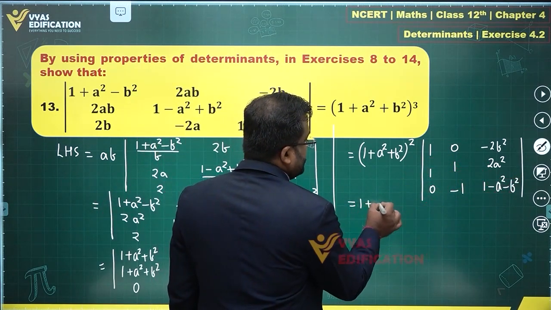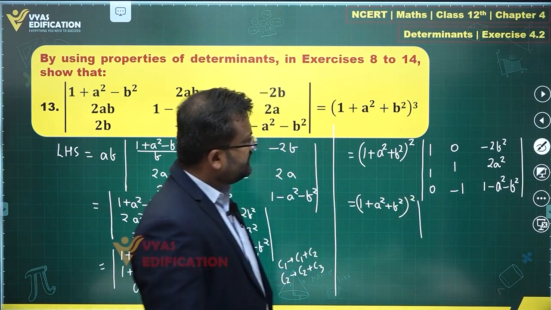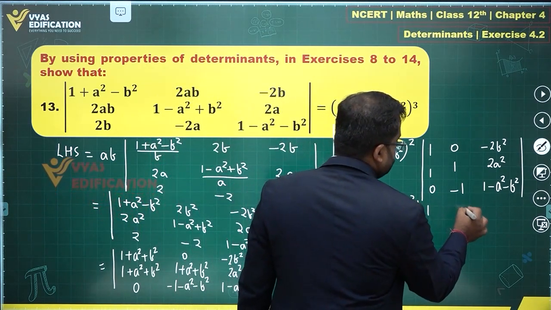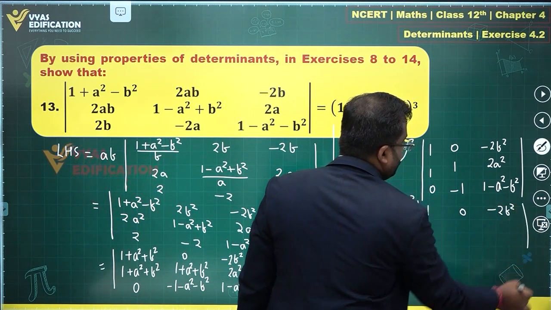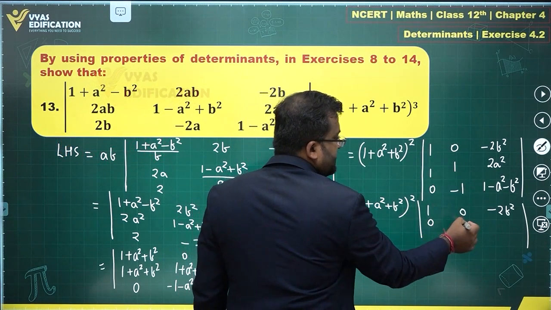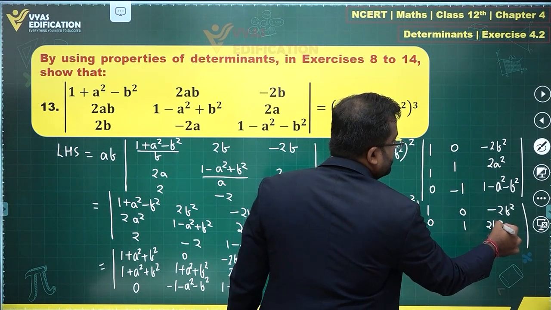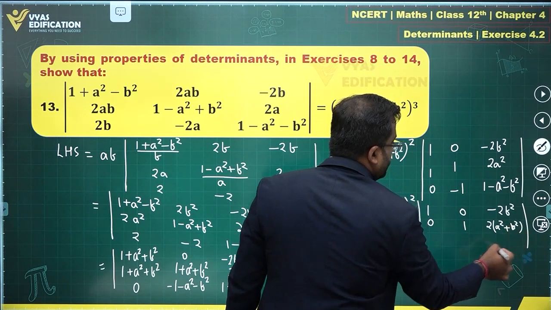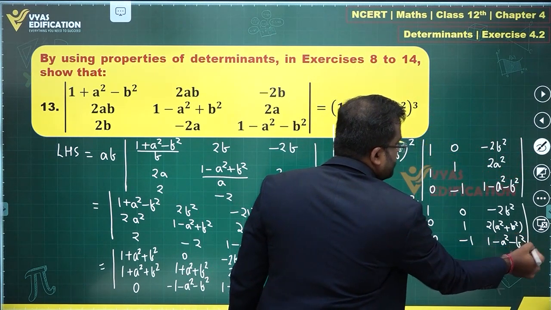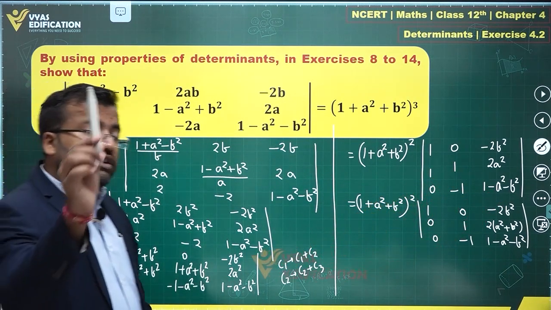This is 1 plus a square plus b square whole square. Then let's keep the first row as it is. And let's subtract this minus this. What will it become? 0. 1 minus 0 is 1. And 2a square minus 2b square will be 2 times a square plus b square. And this will be 0 minus 1. 1 minus a square minus b square is what we'll get over here. Yes or no? Yes. Now expand along the first column.